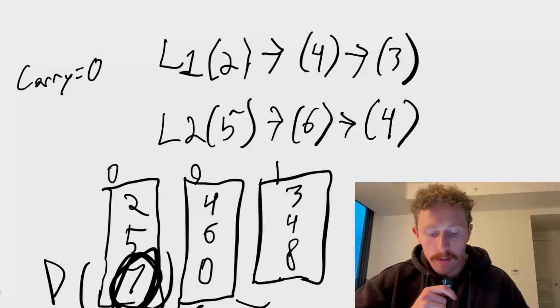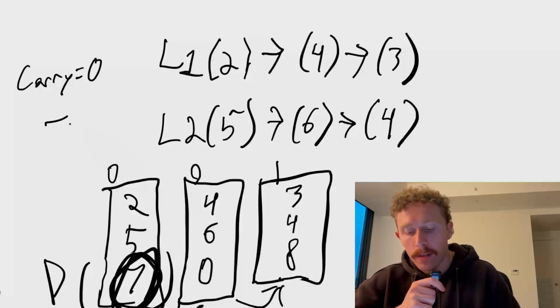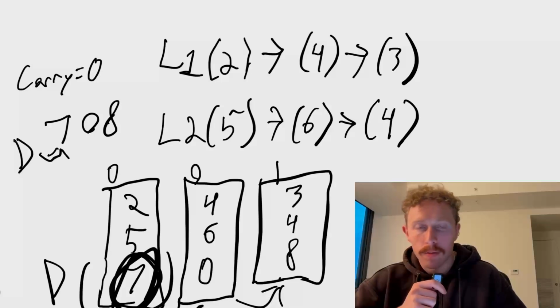Remember, we incremented our tail. So then we finish with 708, and we just return our dummy dot next, which would start us at the 7.